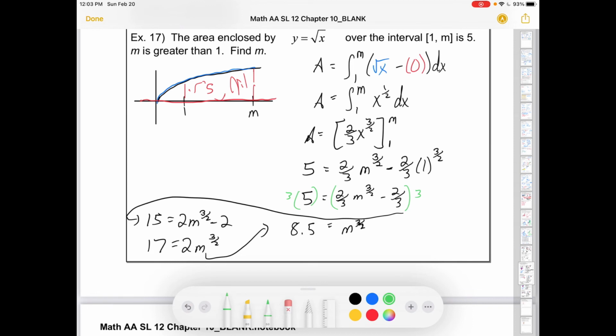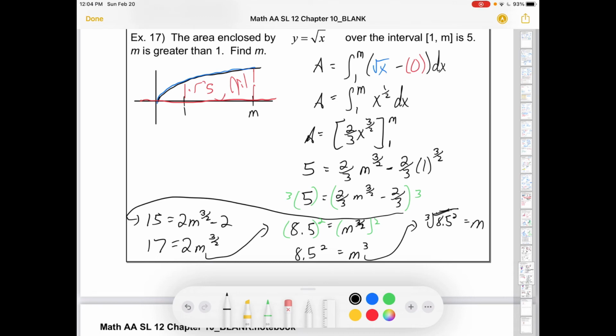And what can I do? I want to get m on its own, so let's square both sides. So I'll get 8.5 squared here equals m cubed. And finally, m is the cube root of 8.5 squared.